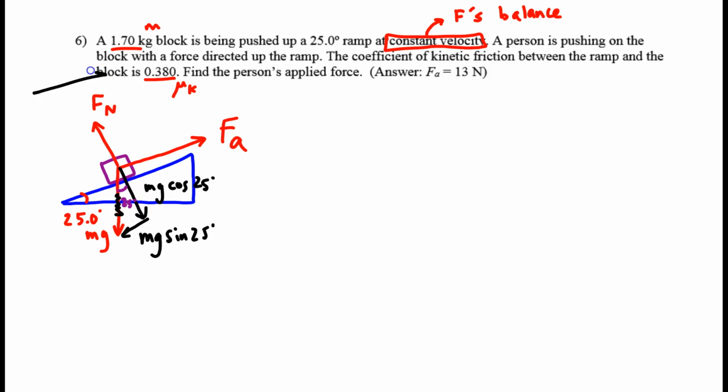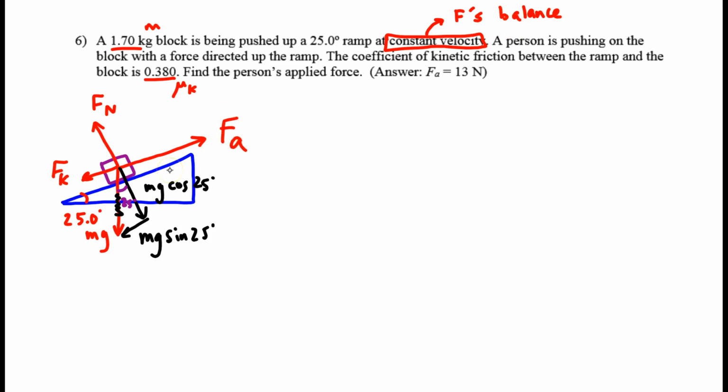Now the block is going up the ramp. There is kinetic friction, so I have to draw that final force. Kinetic friction opposes the motion. And it would be something like maybe this long, given the other forces I've drawn. All right, we know that the forces balance. So how will we find Fa?